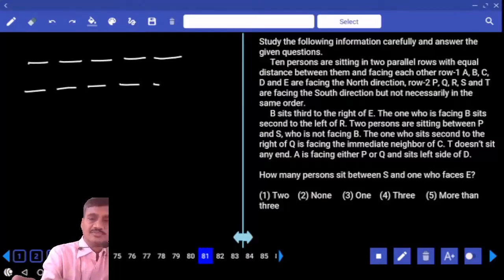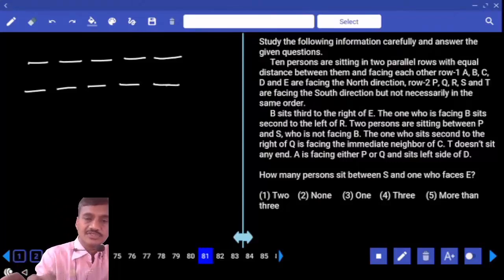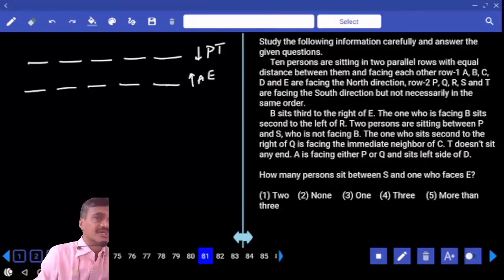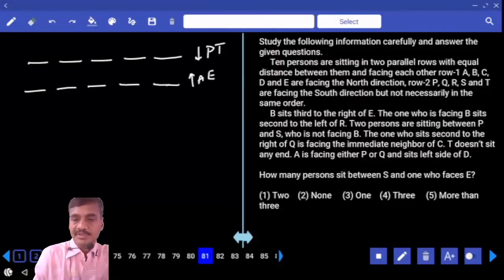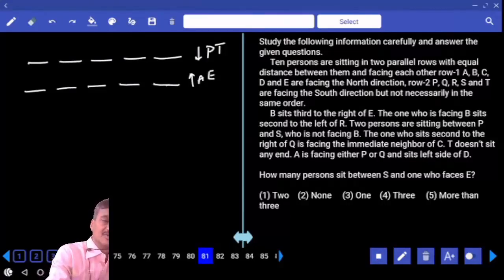Now in the first row, the persons A, B, C, D and E are facing towards north. And in this row P, Q, R, S and T are the 5 persons, they are facing towards south. And B sits to the right of E. As B is sitting to the right of E, tell me what are the different possibilities we have.